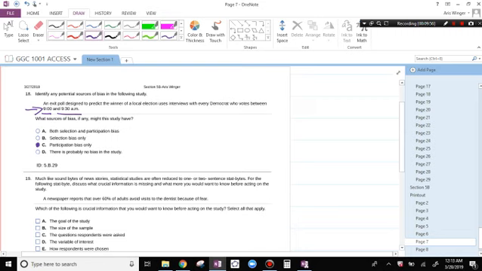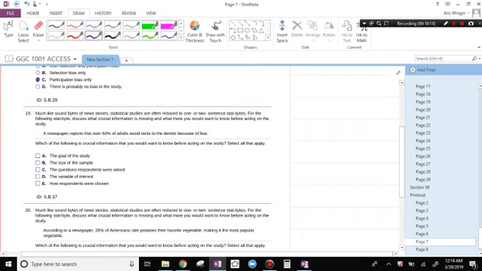Much like sound bites of news stories, statistical studies are often reduced to one or two sentence stat bites. For the following stat bite, discuss what crucial information is missing and what more you would want to know before acting on the study. A newspaper reports that over 60% of adults avoid visits to the dentist because of fear. Right, so we would need more information. We would want to know the size of the sample, how many people, what were they asked?